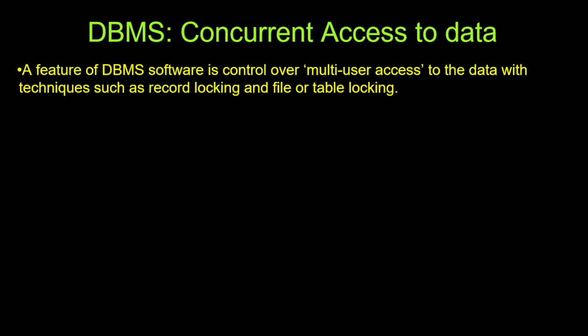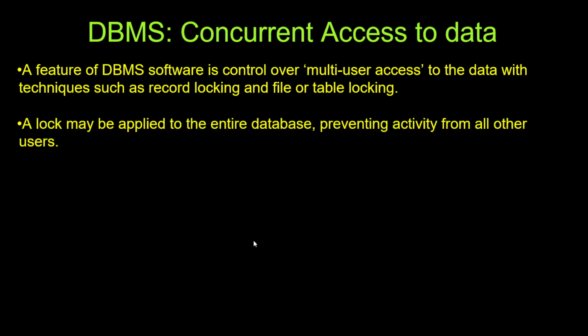Okay, so first thing first, we're going to talk about concurrent access to data. One of the key features is that there is control over multi-user access to data, right? I allow multiple users to access the database, but I don't allow them to work on the same record at the same time, right?